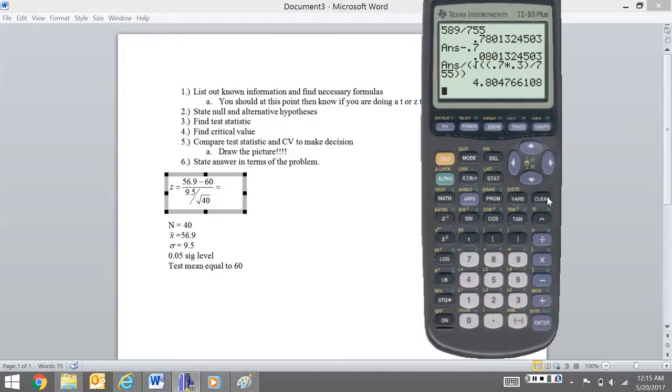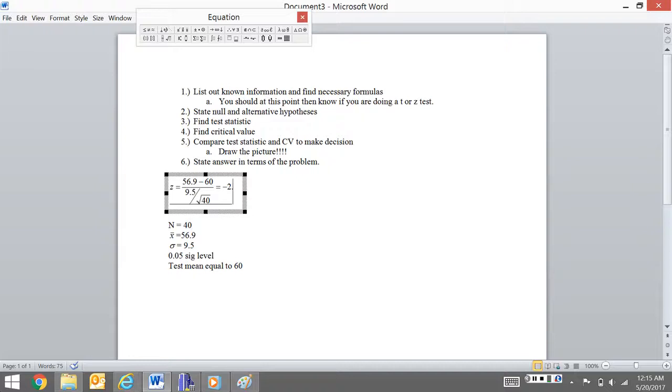So hopefully I get this to work. There we go. So 56.9 minus 60, that's my top, divided by, and now this is pretty easy if you wanted to carry it, but I always like to not round or write anything down because I'm less likely to make a mistake that way. So you can see there's the bottom. I'm using parentheses to make sure I do the square root, then I divide into the top. So there is my test statistic. So negative 2.06.